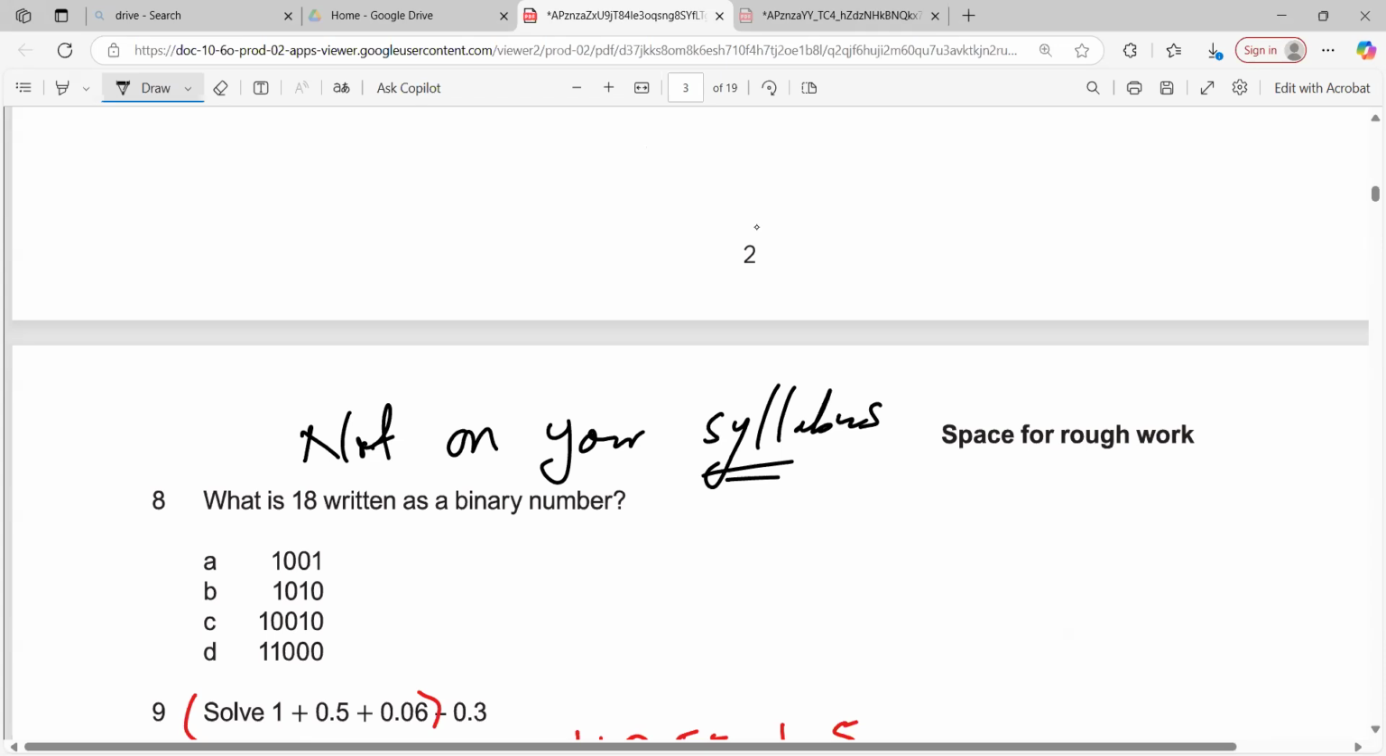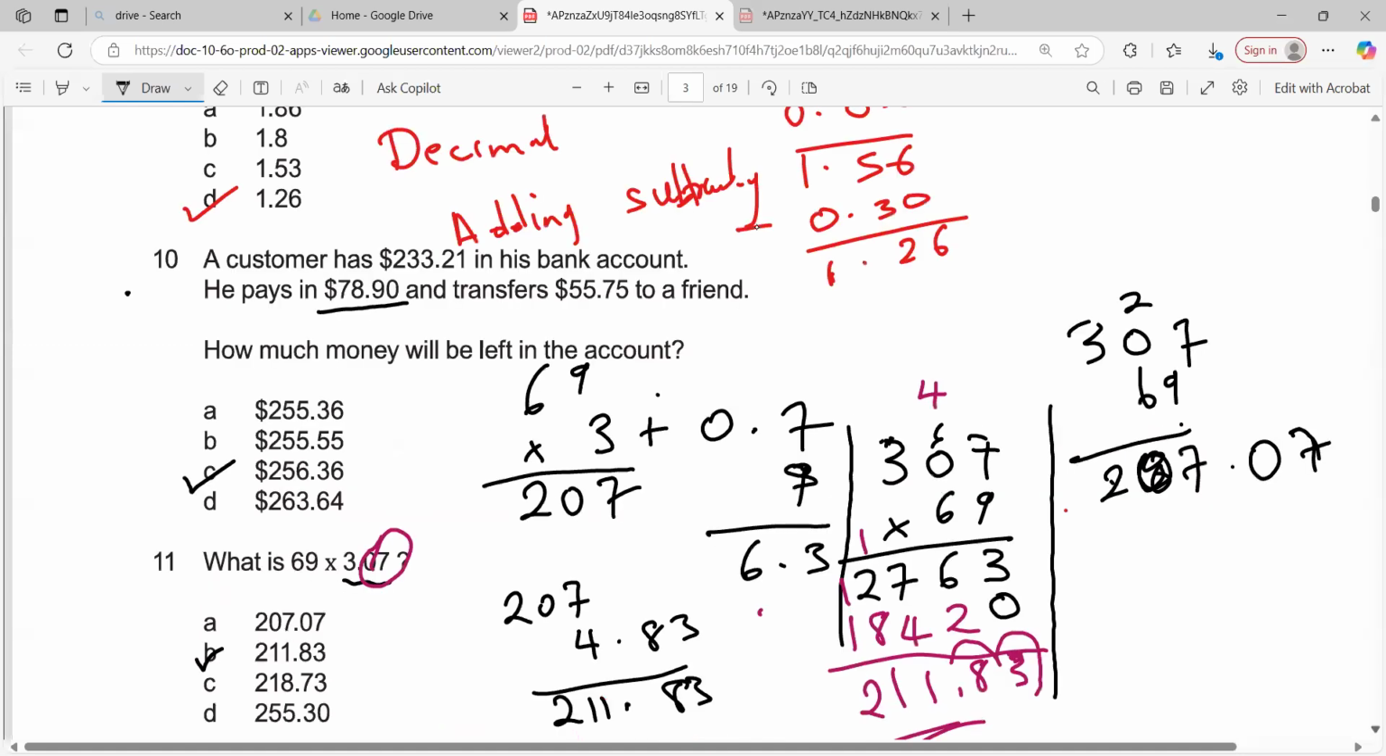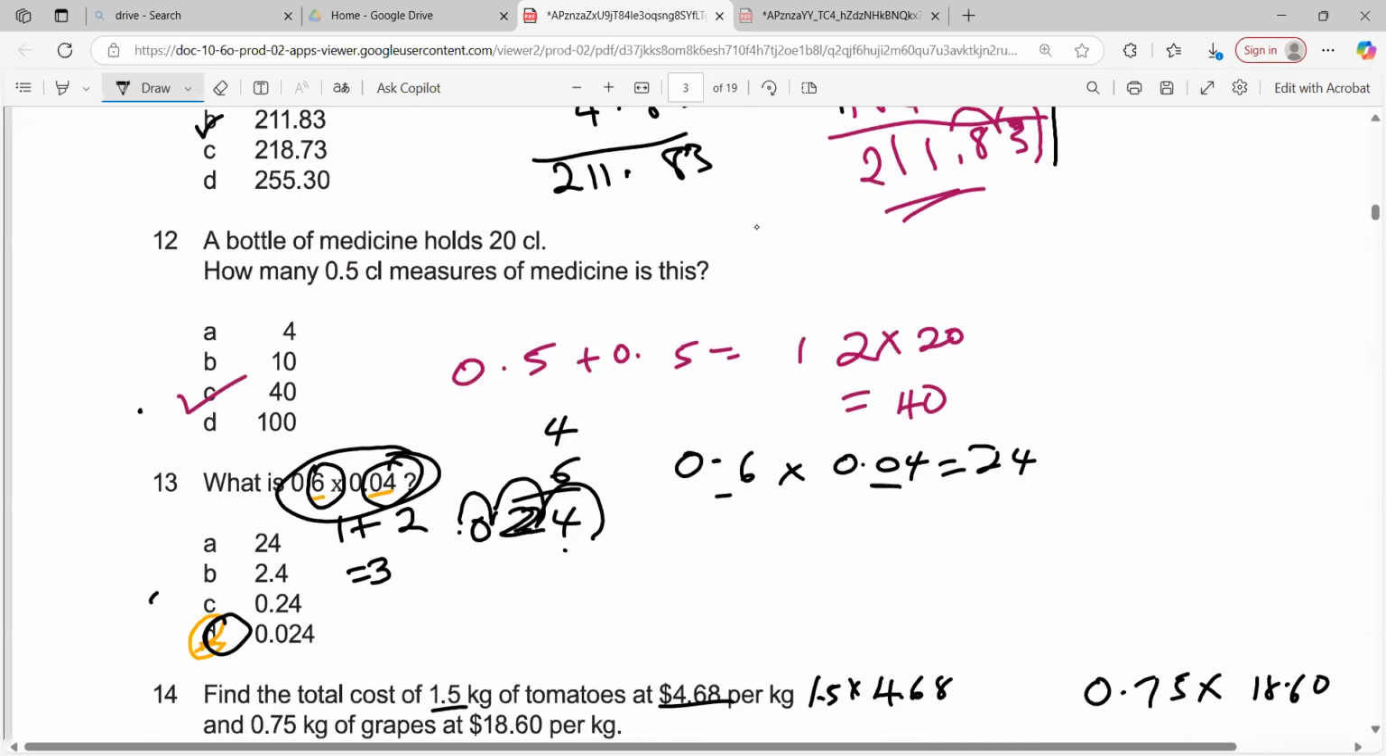Number 8 is not on our syllabus, all right? Sir, can you go back to number 12? Number 12, please.